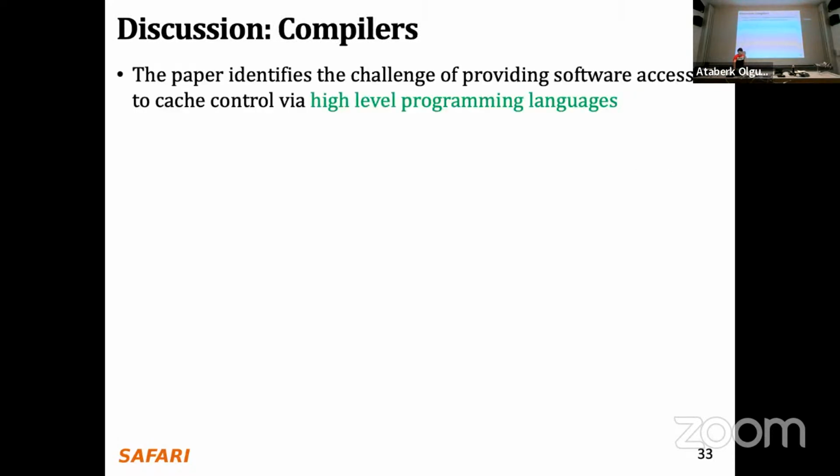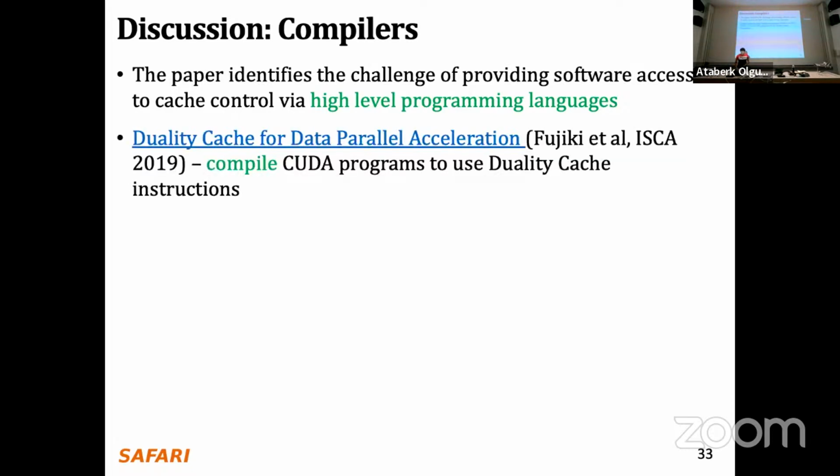Finally, compilers. The paper identifies the challenge of providing software access to cache control via high-level programming languages. We come back to Duality Cache, which we discussed a few slides earlier. The paper is also interesting in the sense that not only do they provide a framework for performing floating point arithmetic in cache, but they also proposed a compiler that can compile CUDA programs to use Duality Cache instructions.